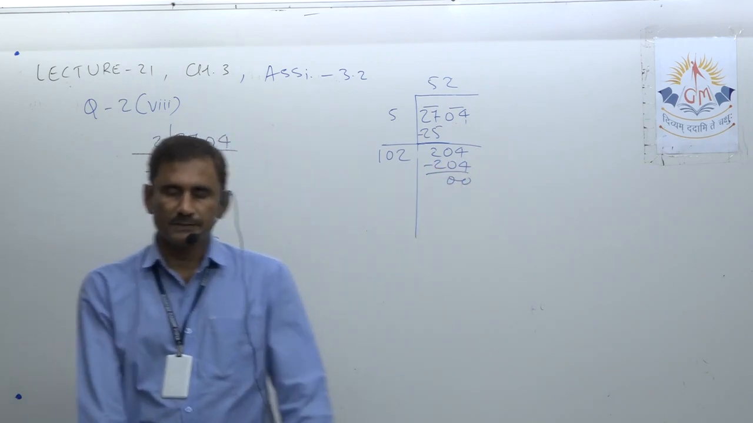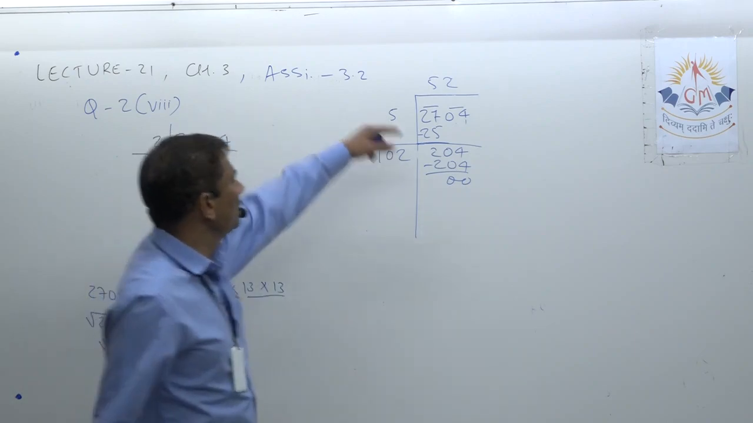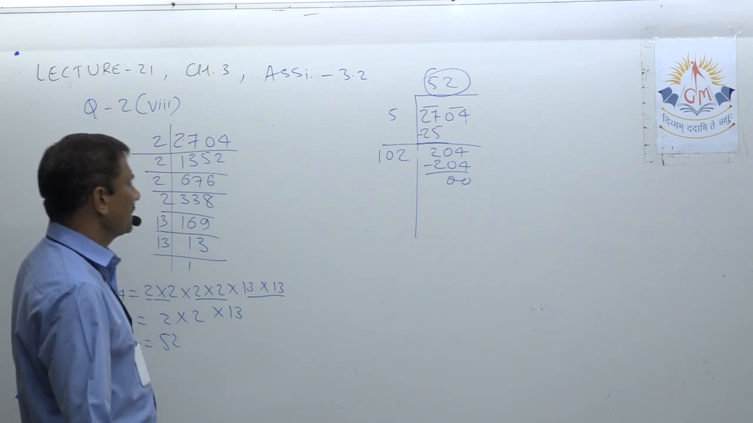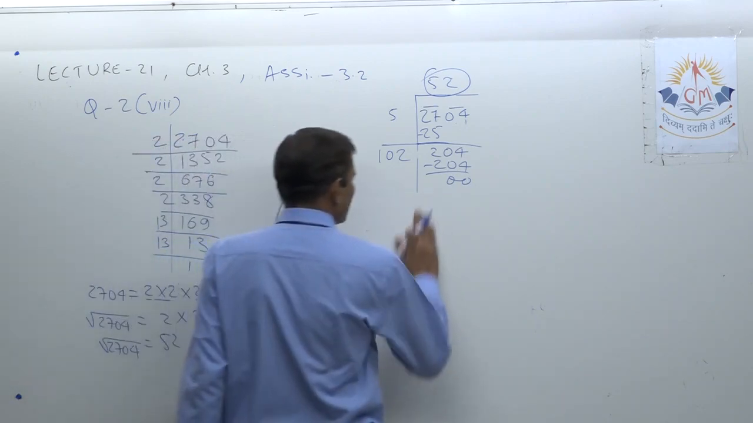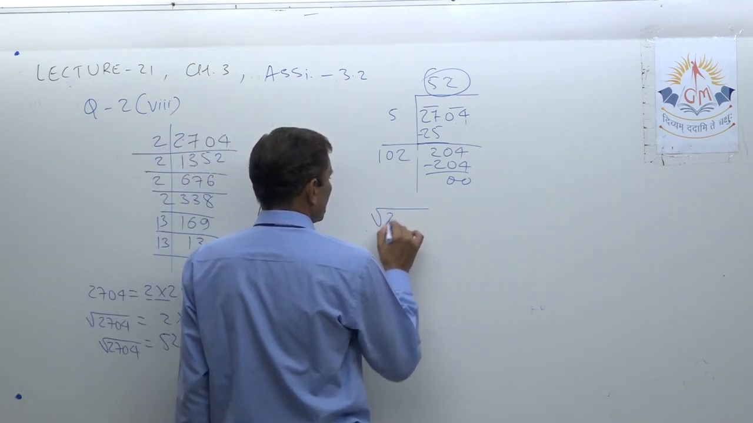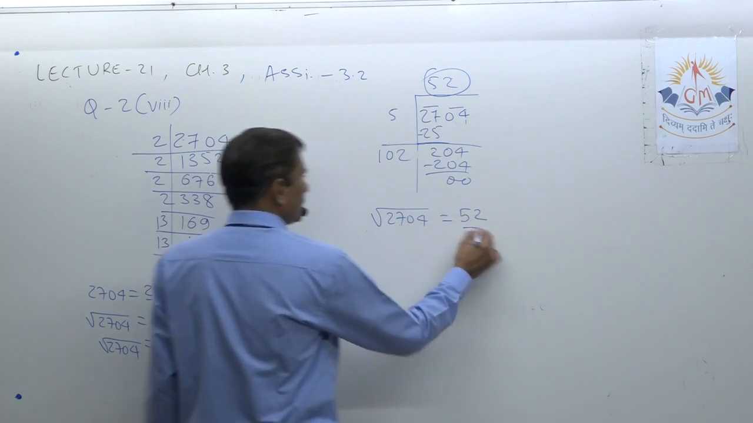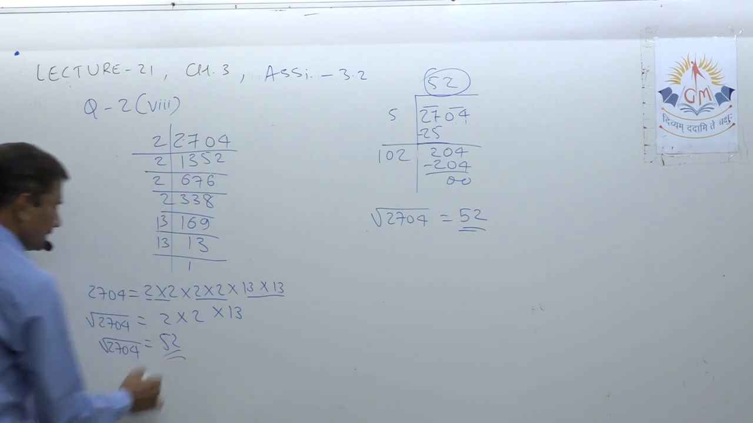Remainder is 0, means the square root is found. This is our answer. So you can say now the square root of 2704 is equal to 52. So anyhow you can find the square root.